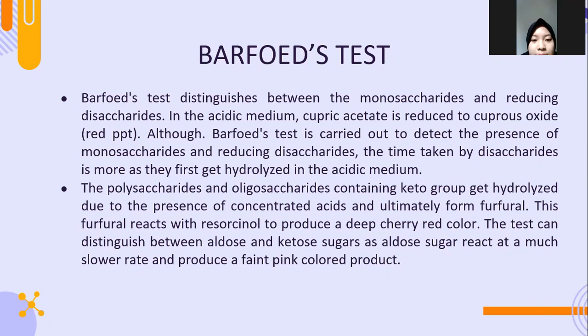The polysaccharides and oligosaccharides containing keto group get hydrolyzed due to the presence of concentrated acid and ultimately form furfural. This furfural reacts with resorcinol to produce a deep cherry red color. The test can distinguish between aldose and ketose sugar as aldose sugar react at a much slower rate and produce a fine pink colored product.